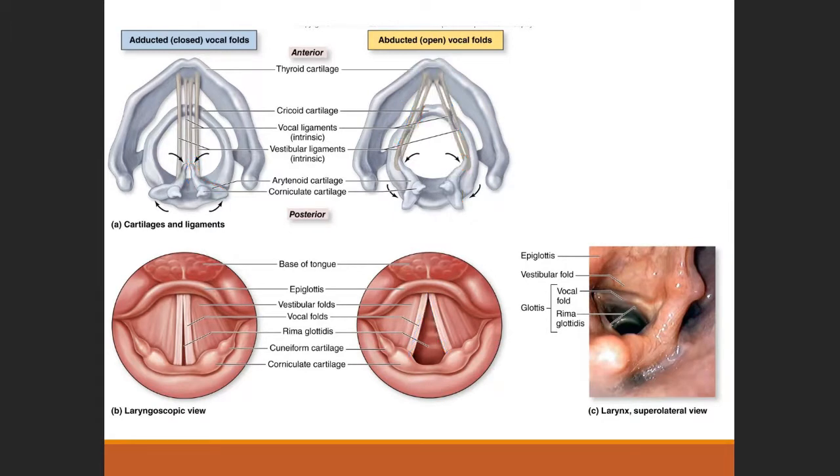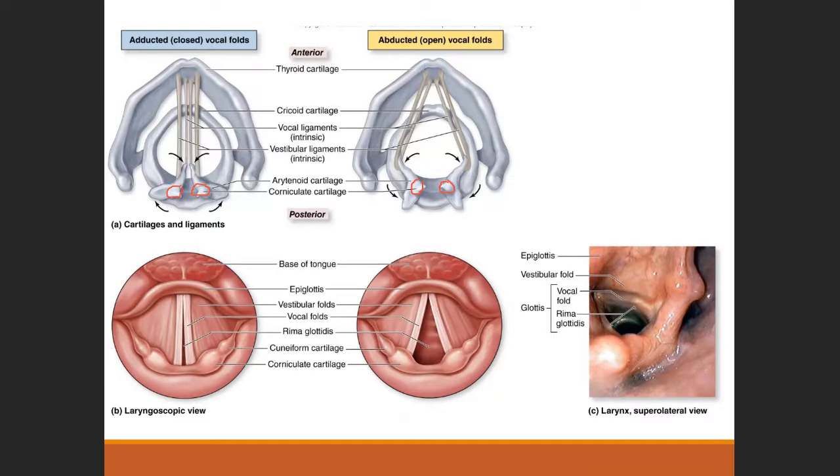The other pairs of cartilages that we see here, first of all, let's look at the corniculate. Corniculate, it has a horn shape to it. Sits on top of our arytenoid cartilages, and it's going to be an attachment for some soft tissue and muscle. Right? If we want to move our arytenoid cartilage, we've got to have some means of articulating it, right? Corniculate cartilages sit right on top of the arytenoid.